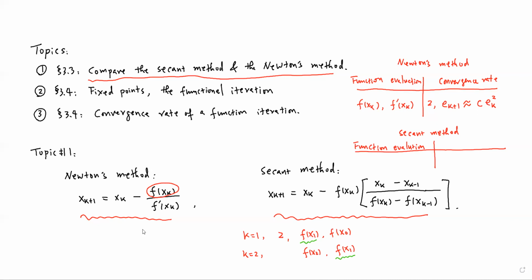When k is 3, we need to evaluate the function value at x3 and the function value at x2. But the function value at x2 we got from the previous step. So actually, we only need to evaluate one function value. So for the secant method, each step except the initial step, we only evaluate one function value, f(xk).